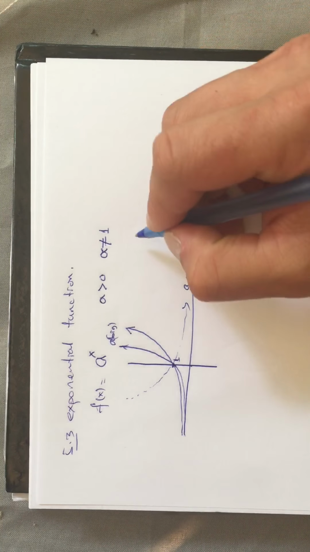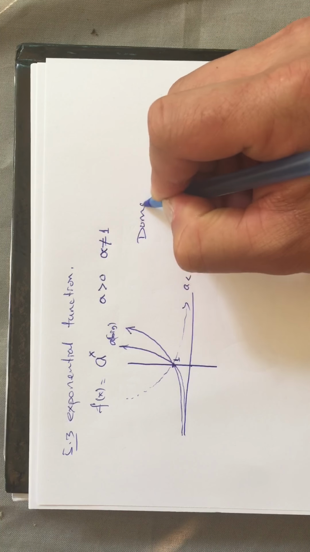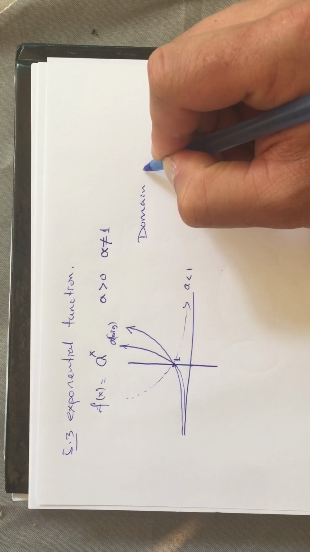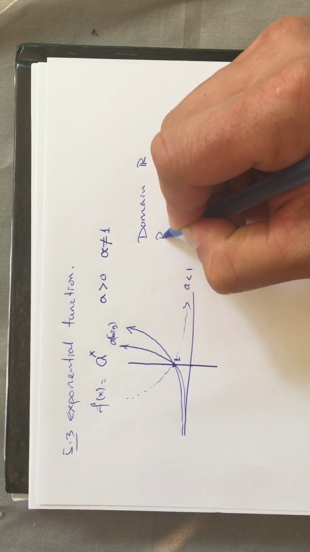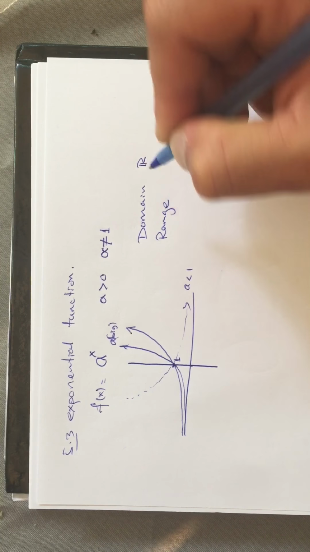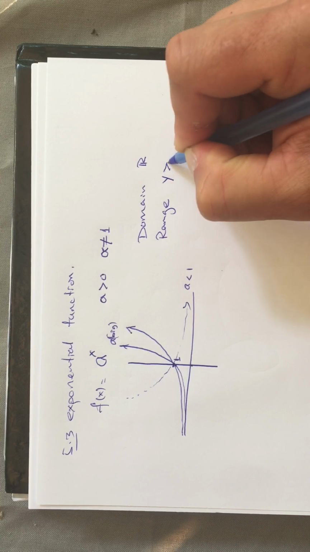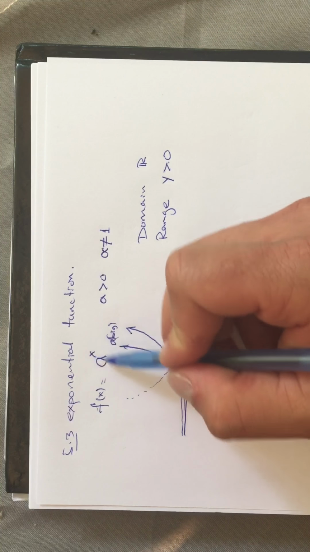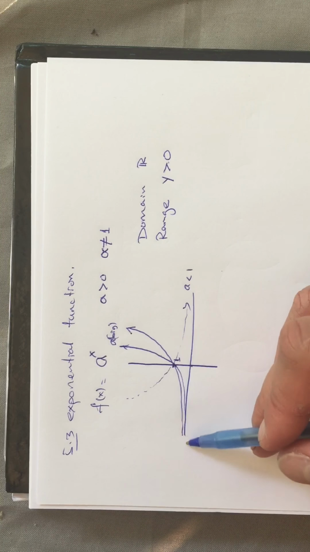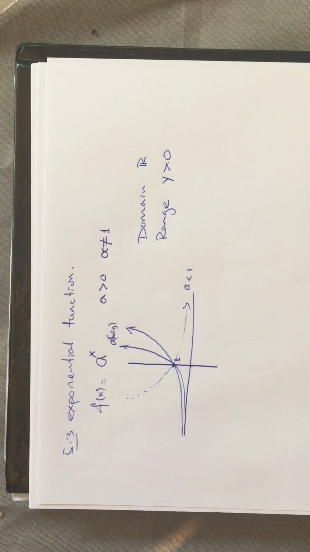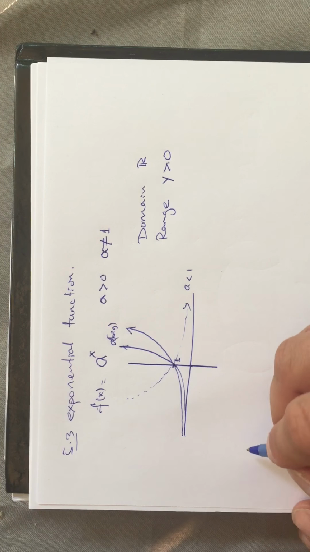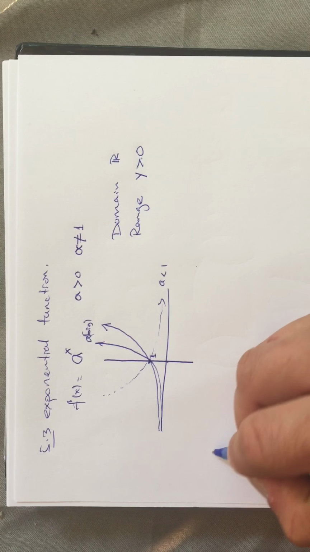The nice thing here is the domain of this type of function is always all real numbers, but the range of this particular type of function is y greater than 0. This function will never equal 0 whatsoever. There's no way you can find an exponent, let's say 2 to what power is 0? Never, never 0.